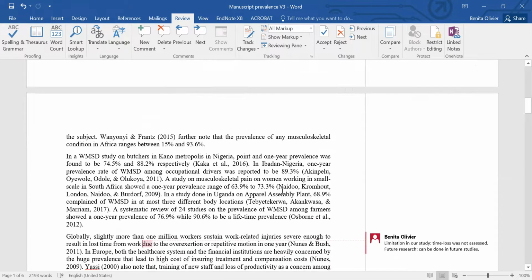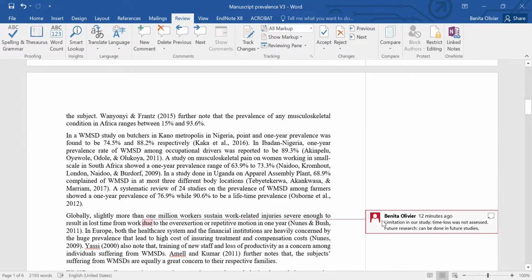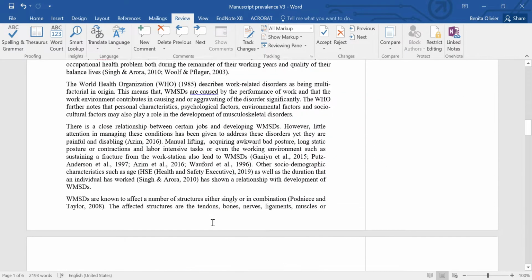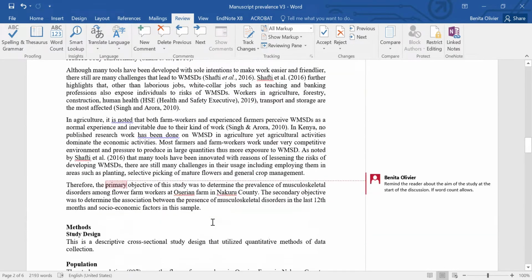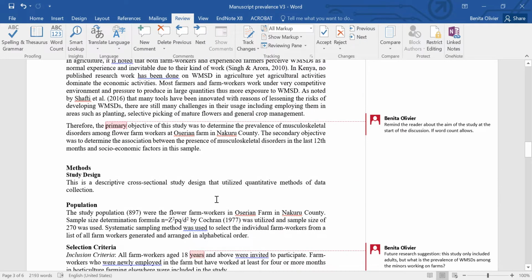And as you read through, there may be a few other things that you pick up. Here's, for example, a potential limitation of the study. We didn't assess time loss, who was absent due to work-related musculoskeletal disorders, and how frequently they were absent. So it's worth going through the introduction just to get a few additional ideas.